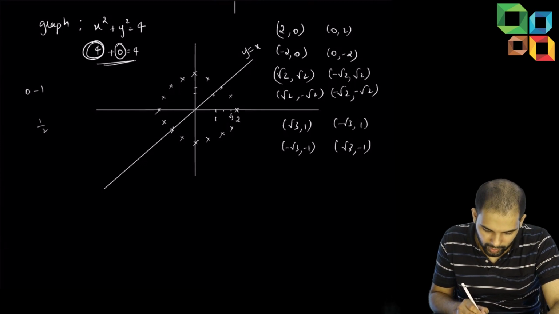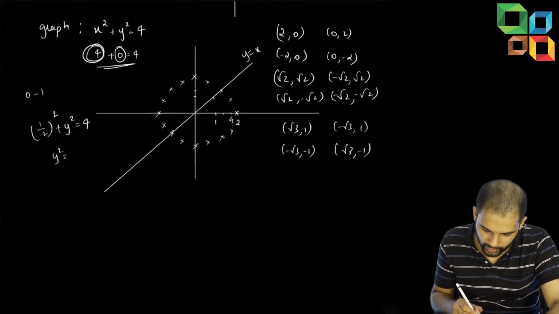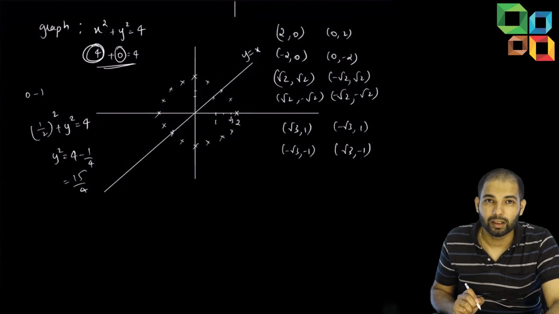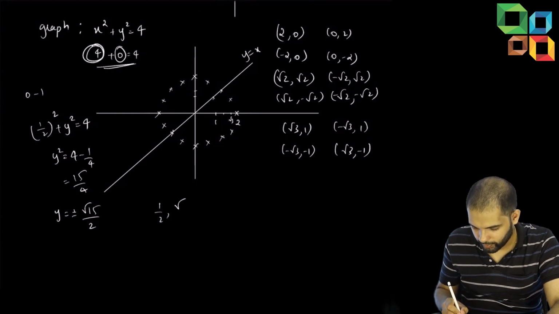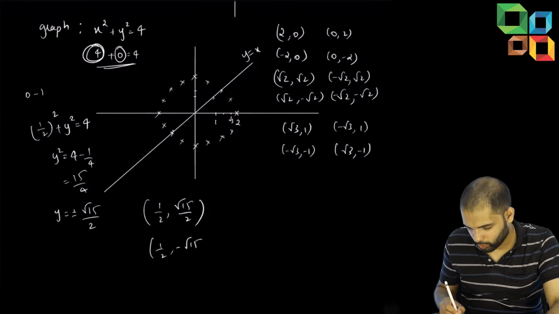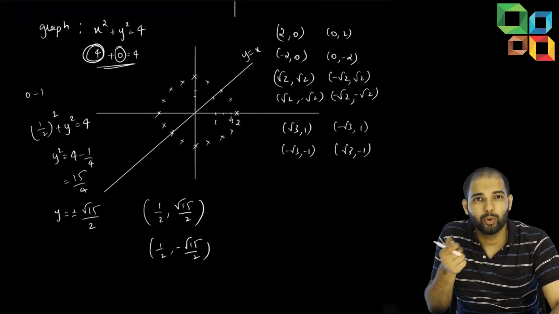Choose half. Half square plus y square is equal to 4. Half square is 1 by 4. That means y square is equal to 4 minus 1 by 4, or simplified, 15 by 4. I know it's not a standard number, but still this is a point. So y is plus or minus root 15 by 2. You are getting two solutions. That is half comma root 15 by 2, one of the points, and half comma minus root 15 by 2. Obviously, you can interchange them and still get more points.